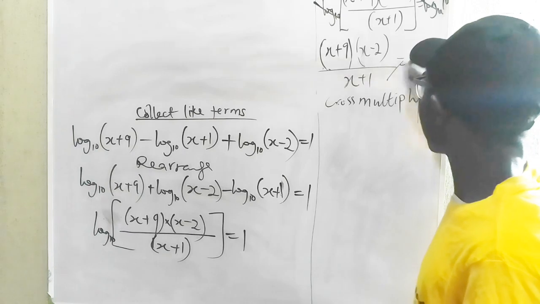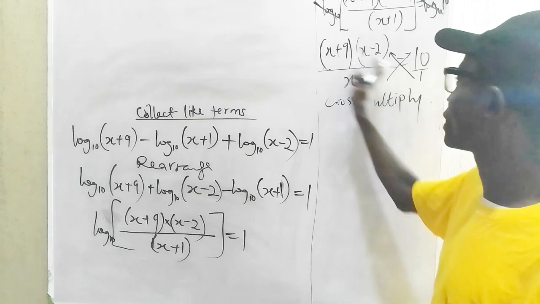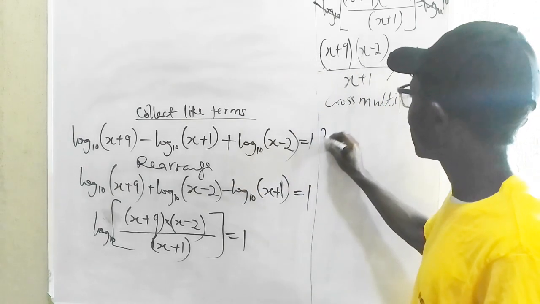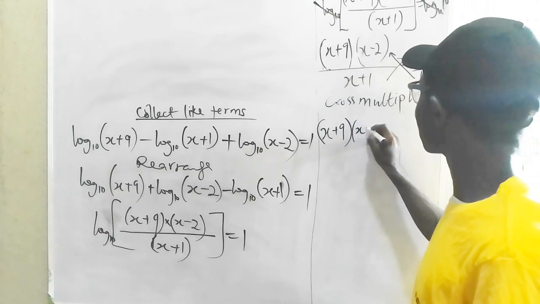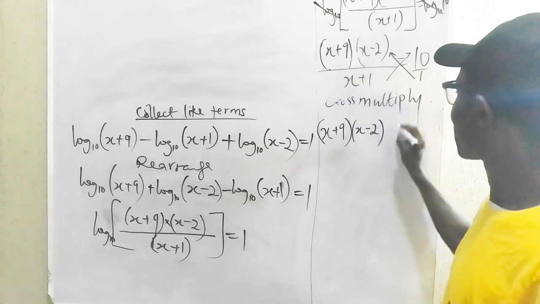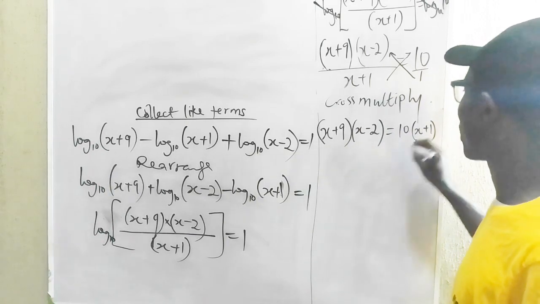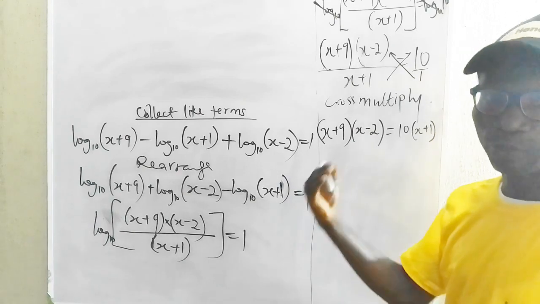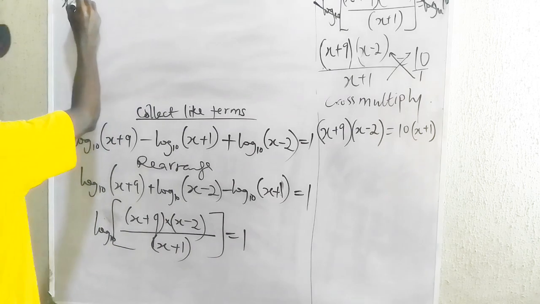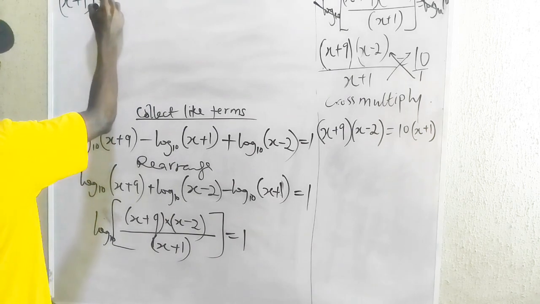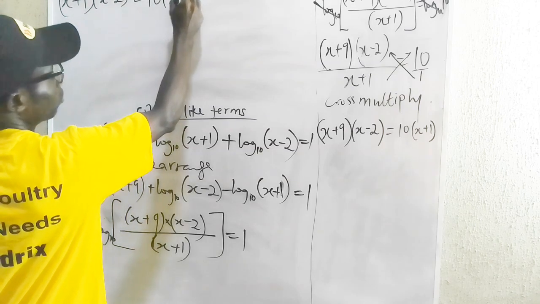So when we cross multiply here, 1 times all this, 1 times anything gives you the same thing. So you still have x plus 9 and x minus 2. This will become 10 times x plus 1. So when we open this up, we have x plus 9 times x minus 2 equals 10 times x plus 1.